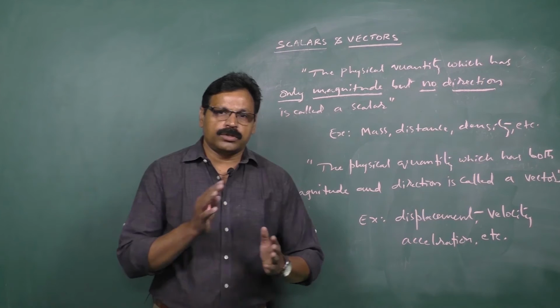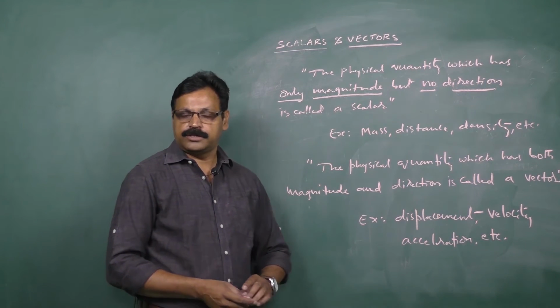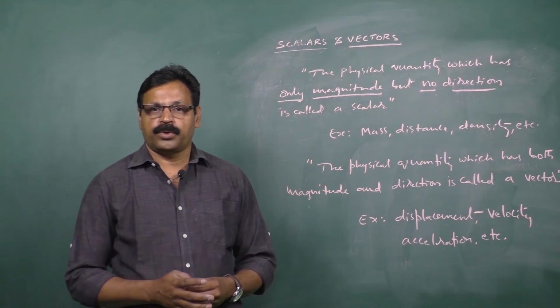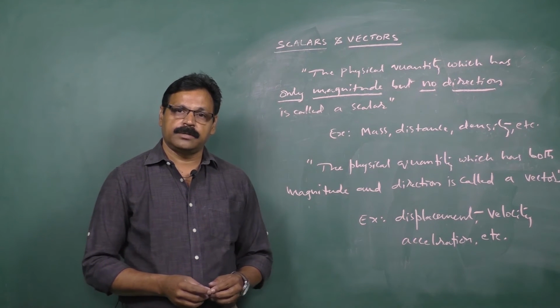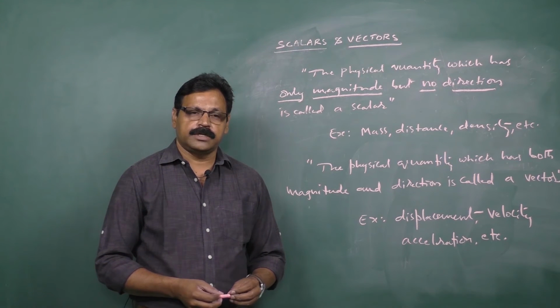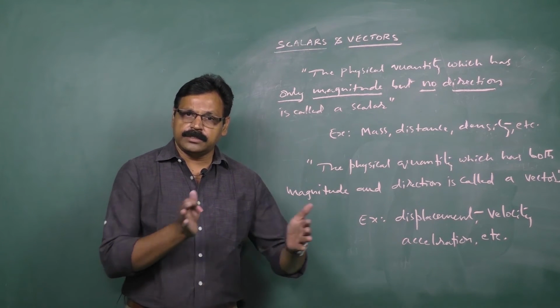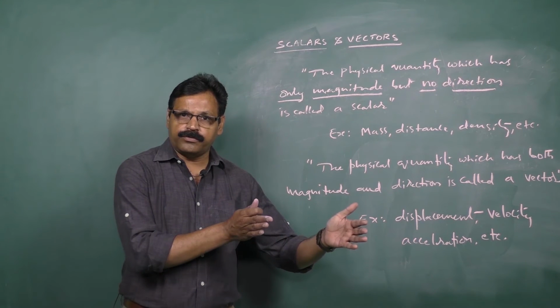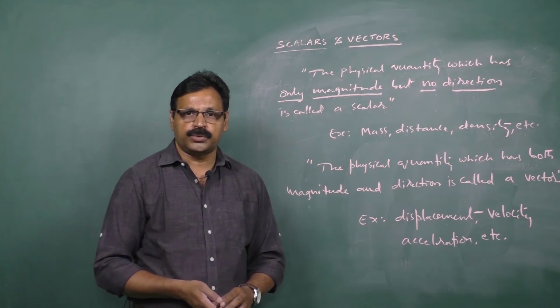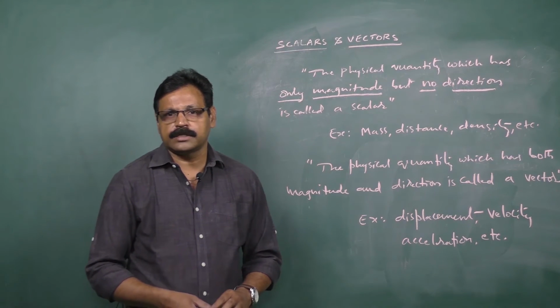So we have already gone through the definitions of distance and displacement, and based upon the directional property, I have categorized them into two types, scalars and vectors. So in case of the distance, it is covering some quantity of distance. So it has only the magnitude. That is the reason it is called a scalar.